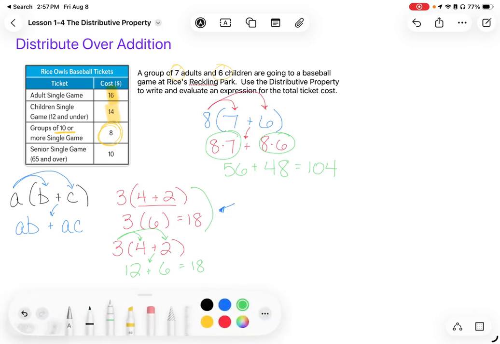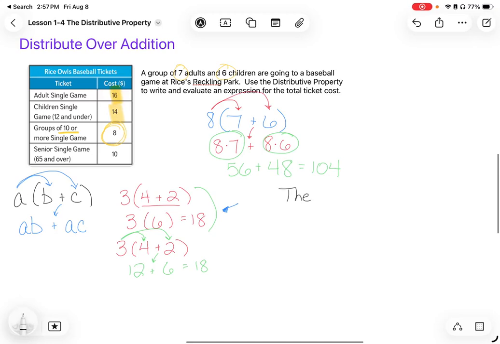So my answer is 104, but of course I want to be a good mathematician and write my answer in context. So I'm going to say the total cost is $104. And that's how we use the distributive property in this scenario to figure out the total cost of these 13 tickets.